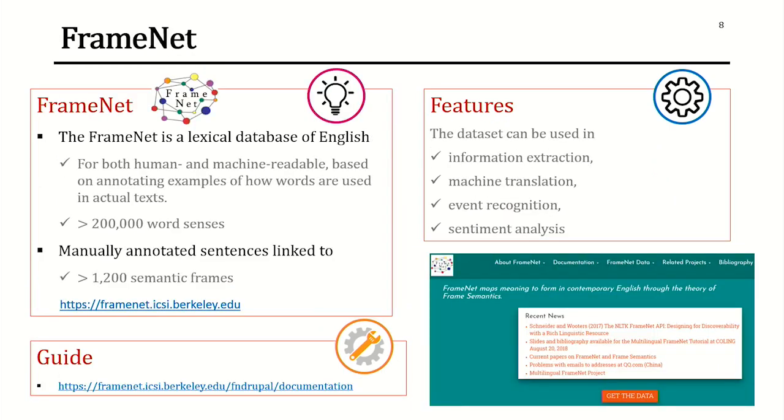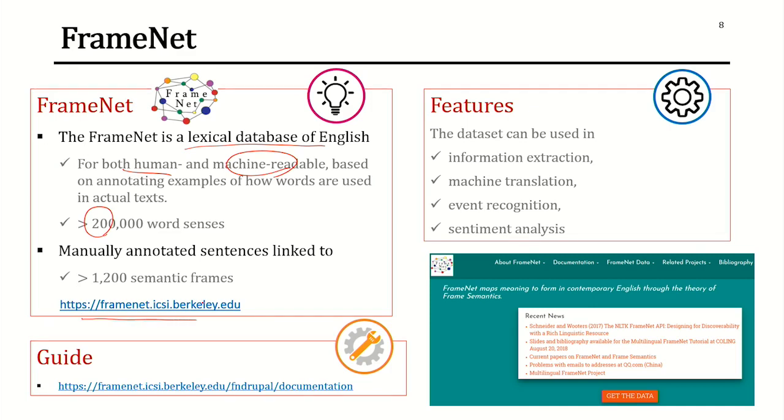Next we'll see FrameNet. FrameNet is a lexical database for the English language. It provides human and machine readable text, and it is based on annotating examples of how words are used in actual text. What it means is that we can use these annotated texts as the data sets used in machine translation. In total, there are more than 200,000 word senses that can be accessed from FrameNet.